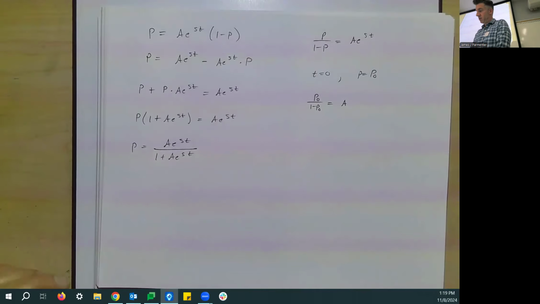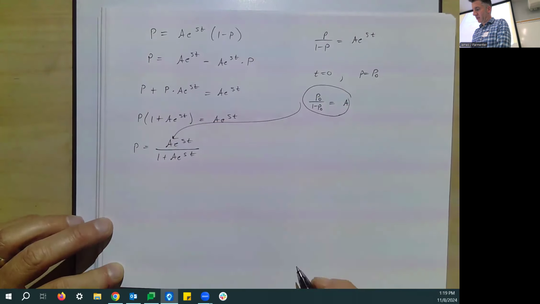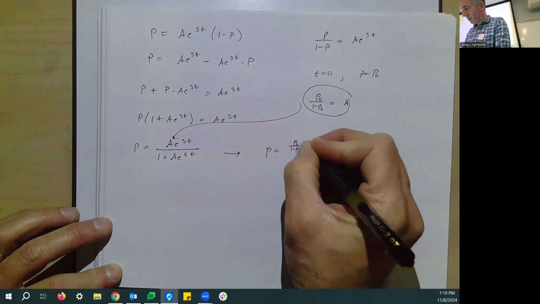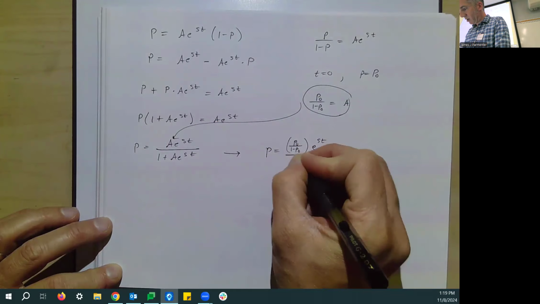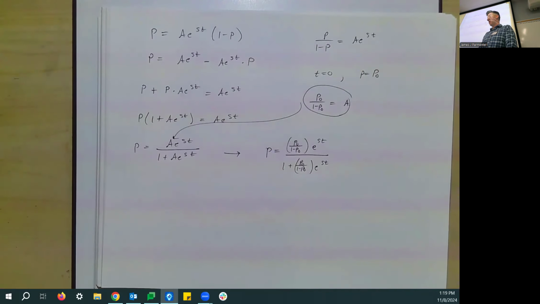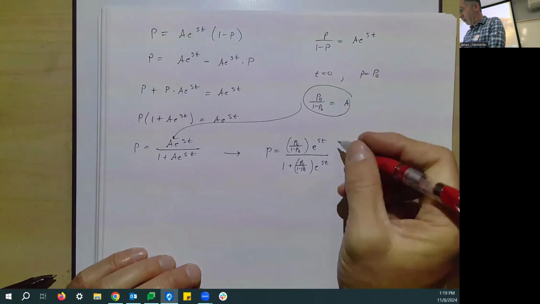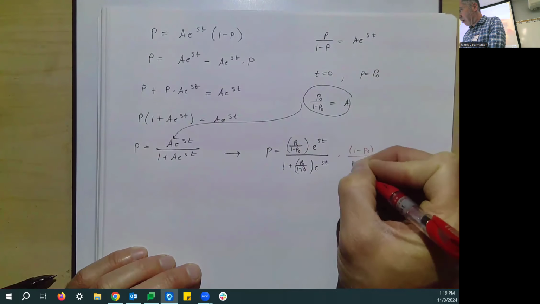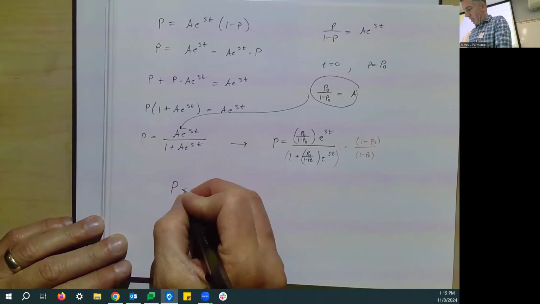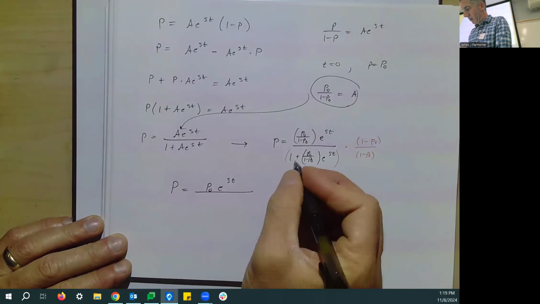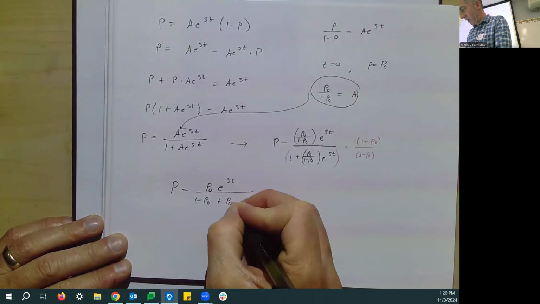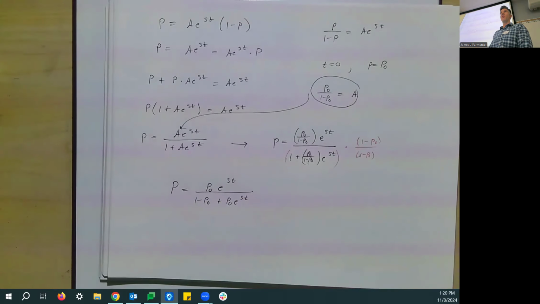So that's my A. So I can plug that in over here and say, great, my P is going to equal, now it's going to look kind of gross for a second, P naught over 1 minus P naught times e to the st over 1 plus P naught over 1 minus P naught times e to the st. I would make the pretty typical choice here of multiplying the top and bottom by that denominator 1 minus P naught, and rewriting this as P equal to P naught e to the st divided by 1 minus P naught times 1, and then 1 minus P naught times P naught over 1 minus P naught is going to be P naught e to the st. That's probably a more typical way of writing this final answer.